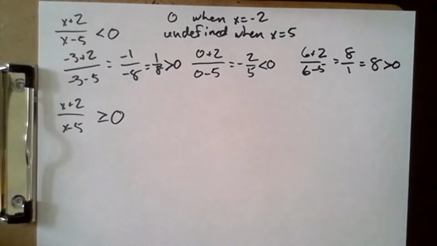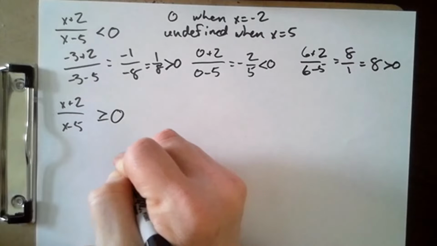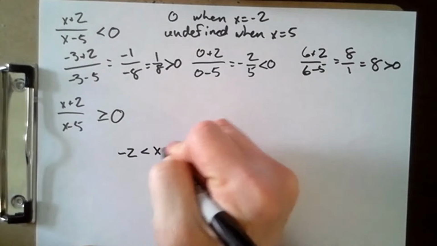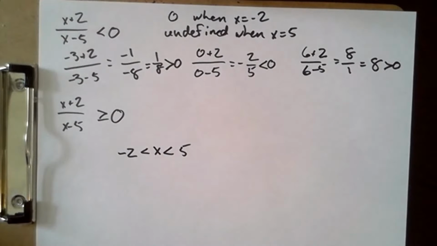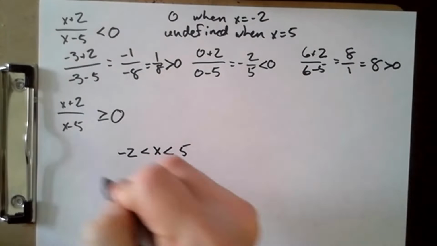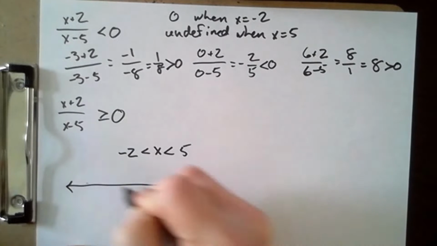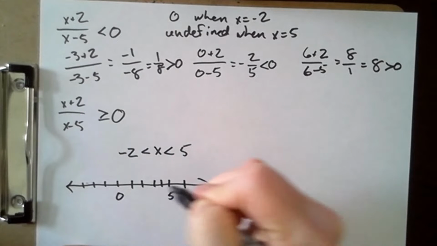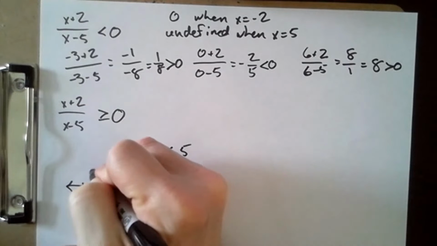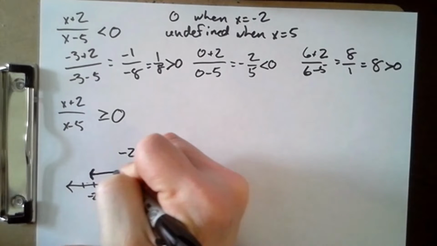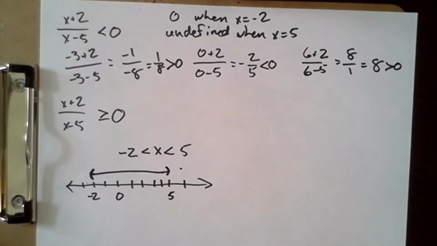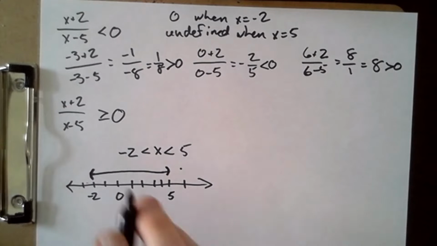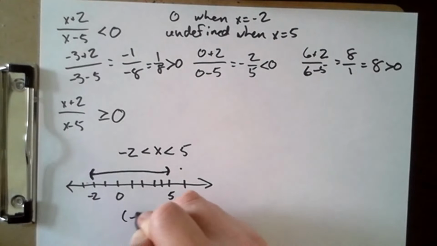Now, by doing this, we've solved both of these problems here. The solution to our first problem, the solution set that we're looking for is -2 is less than x is less than 5. We can also draw this on a number line. Make that our 0. Here's our 5, and here's our -2. So this is open at both ends, and that's established on the number line. And for our interval, that would be (-2, 5).